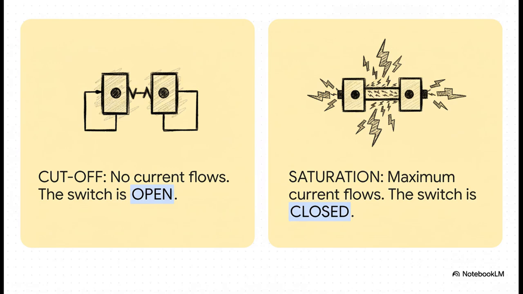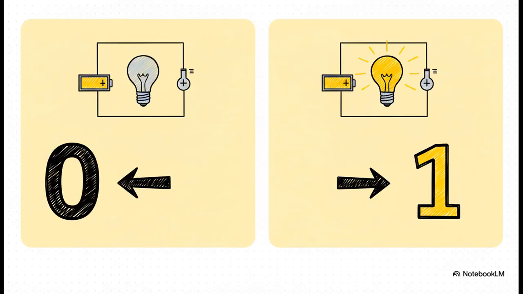So let's just recap the two states real quick. In the cutoff region, the switch is open, no current flows. In the saturation region, the switch is closed and maximum current flows. Open and closed. Stop and go. Off and on. And this is the giant leap. This is the Rosetta Stone of digital computing.